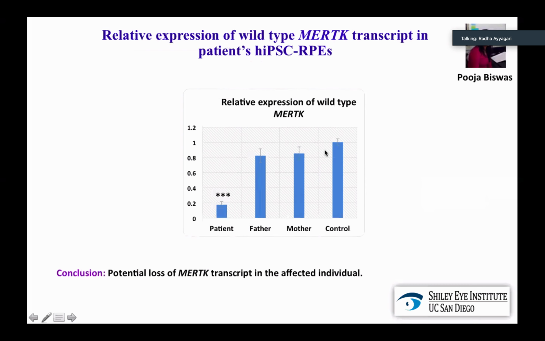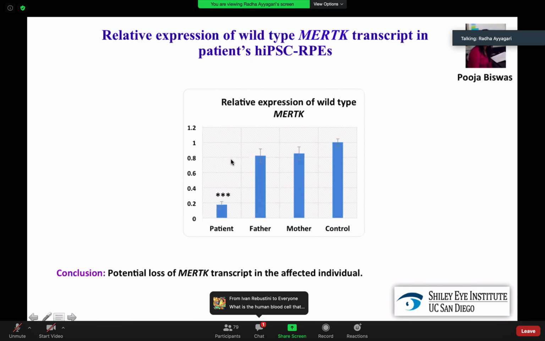To study further whether there is a MERTK transcript present, we measured the transcript levels, and in the patient the levels of transcript are very low compared to her father, mother, and also the control sample. So this results in possible loss of MERTK protein and transcript in this patient.